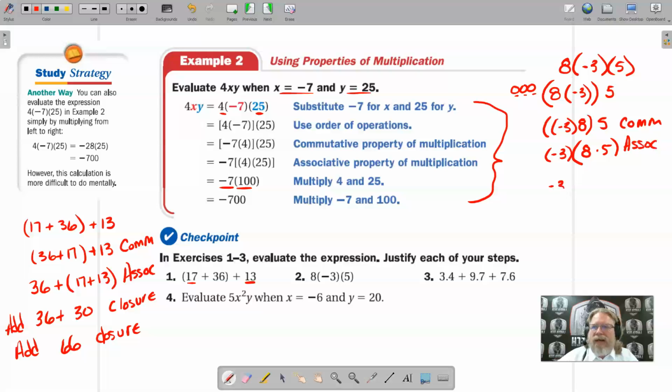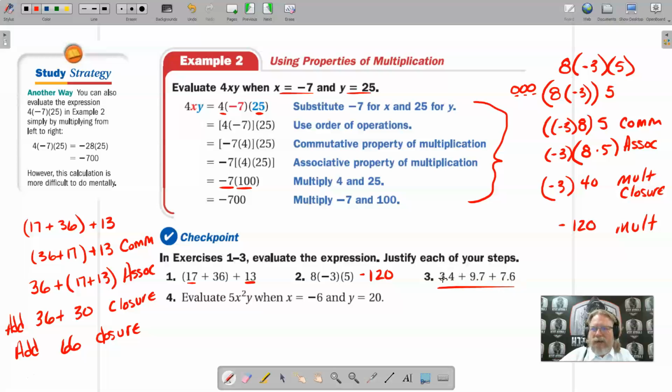And now I have negative 3 times 8 times 5 is 40. This was to multiply, right? I would call that closure if I were still in that college class. And then now I need to multiply again, and negative times positive is negative, and 3 times 40 is 120. So negative 120.